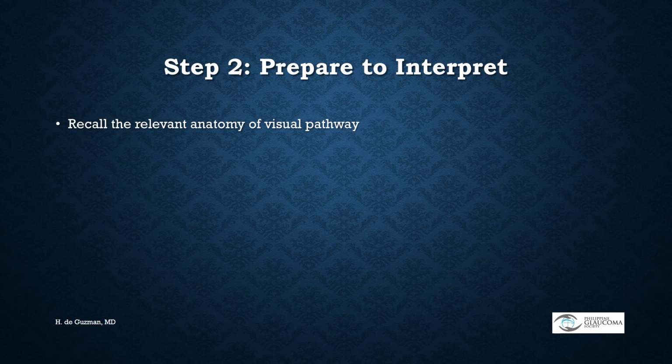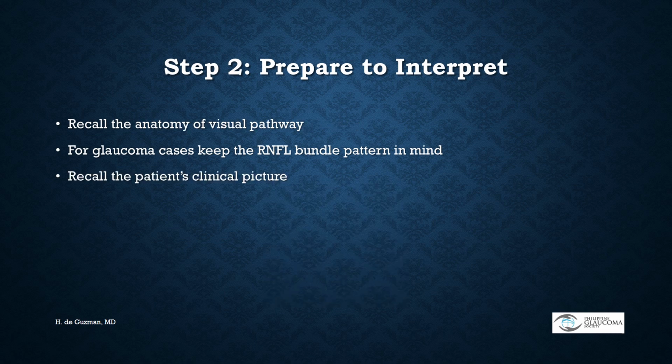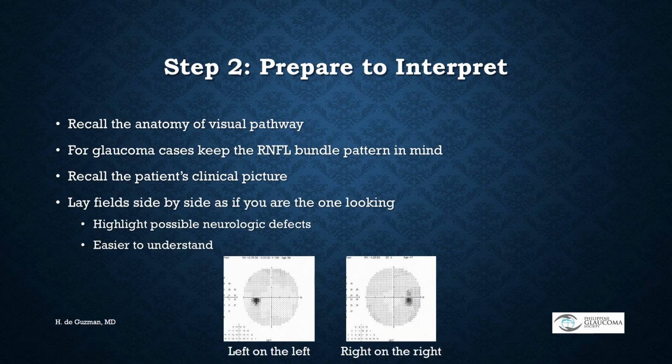Before we start to interpret the test, we should recall the relevant anatomy of the visual pathway, so either the RNFL bundle or the visual pathway. And we have to keep in mind the patient's clinical picture. And we lay the fields left on the left, right on the right, so it's easier to understand and to highlight neurologic defects.